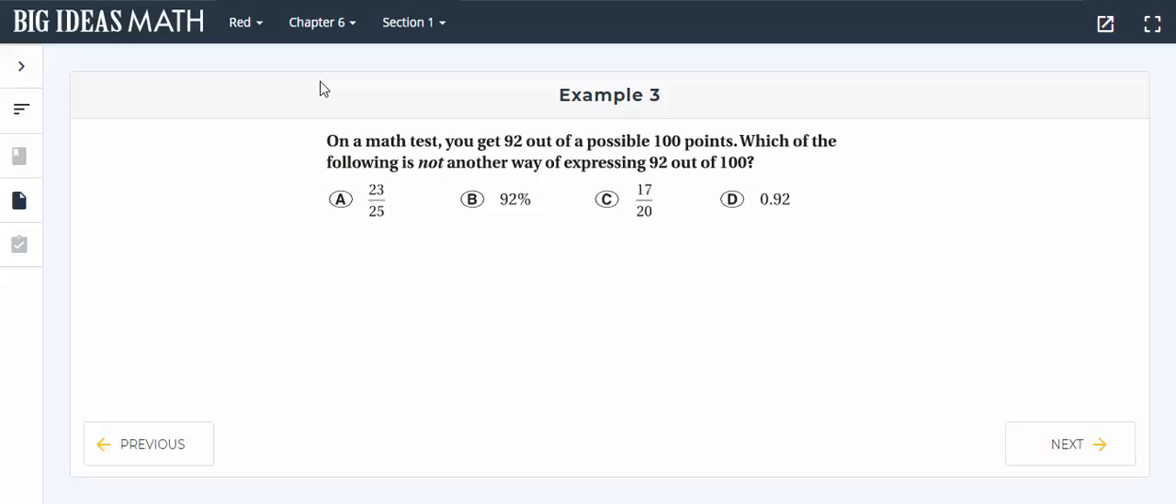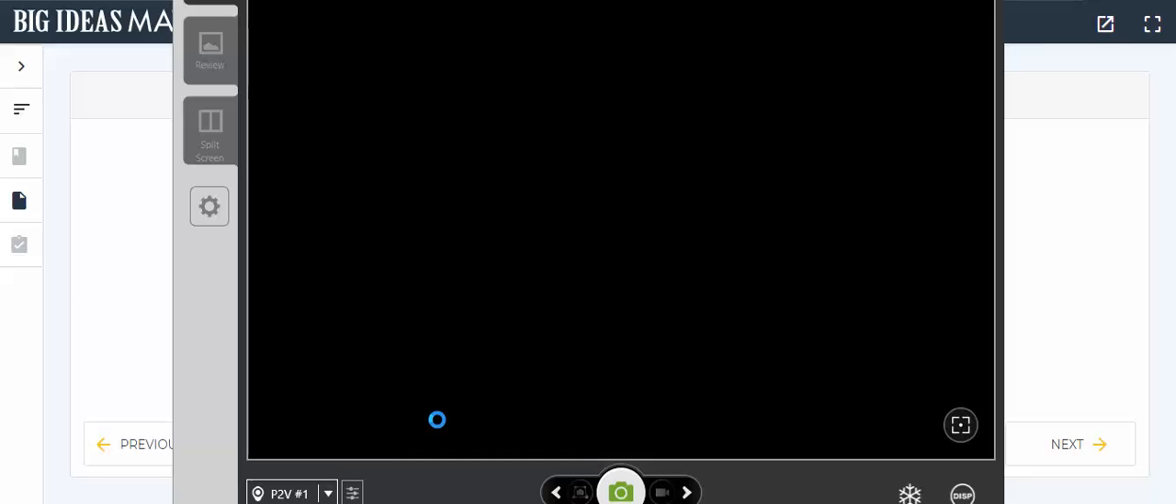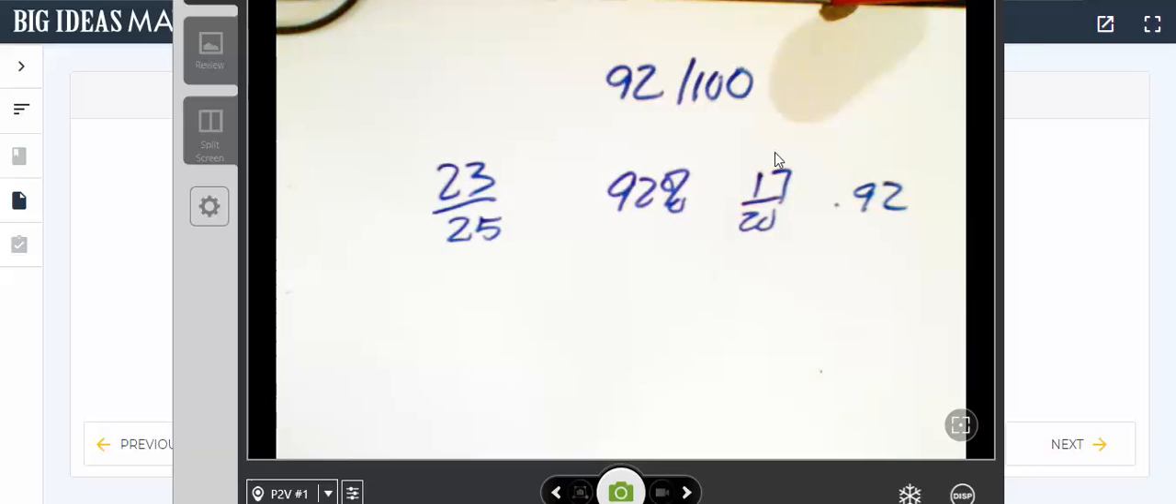And so if we take a look at those examples, I'm getting them written right now on my board. I will show you the 92 out of 100. It should be coming up. There you go. We want to see which one is not 92 100ths.